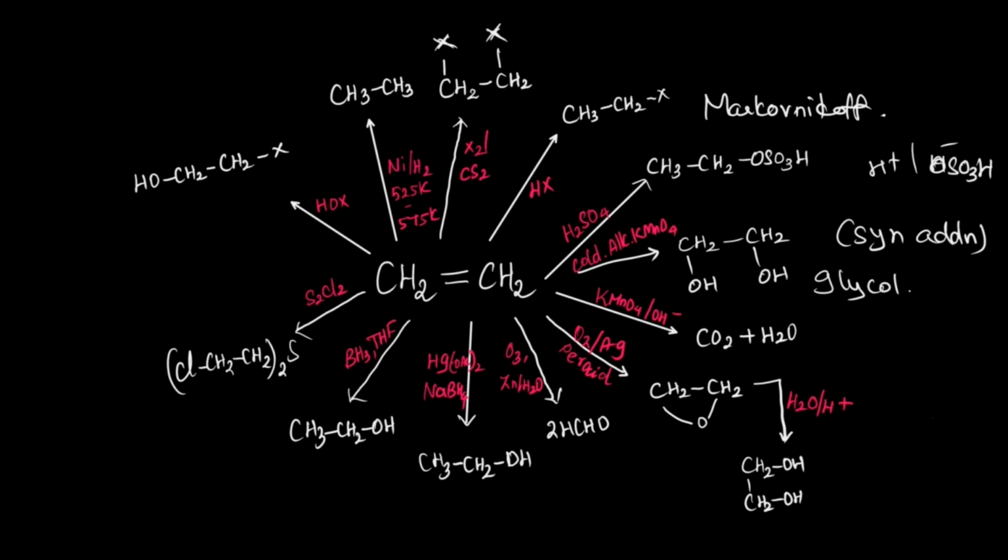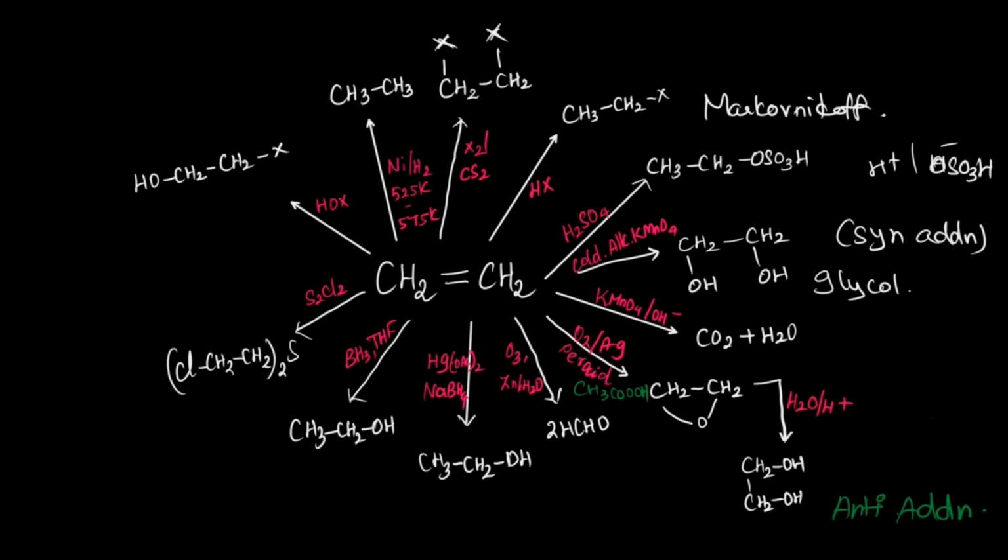Okay, then peracid. Peracid means CH3COOOH. So peracid with oxygen and silver will lead to the formation of epoxide, and then followed by hydrolysis, it will give you the anti-addition of OH groups, which will get added on the opposite side.